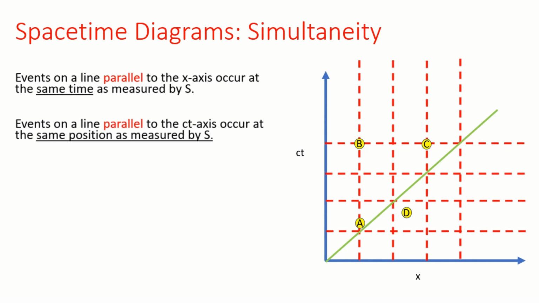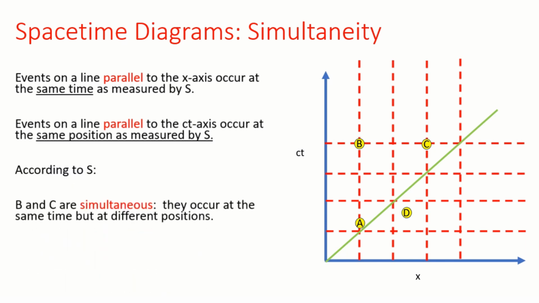Well, as we said, they have to be on any of our lines which are parallel to that x-axis. So according to S, as you can see, B and C are going to be considered simultaneous. What this means is that they occur at the same time. They have the same time point. In other words, they lie on a line which is parallel to the x-axis. Okay, so I could have drawn B and C anywhere along that parallel line, that fourth horizontal line. Any event along those points would be considered simultaneous. They happen at the same time. However, they happen at different positions.